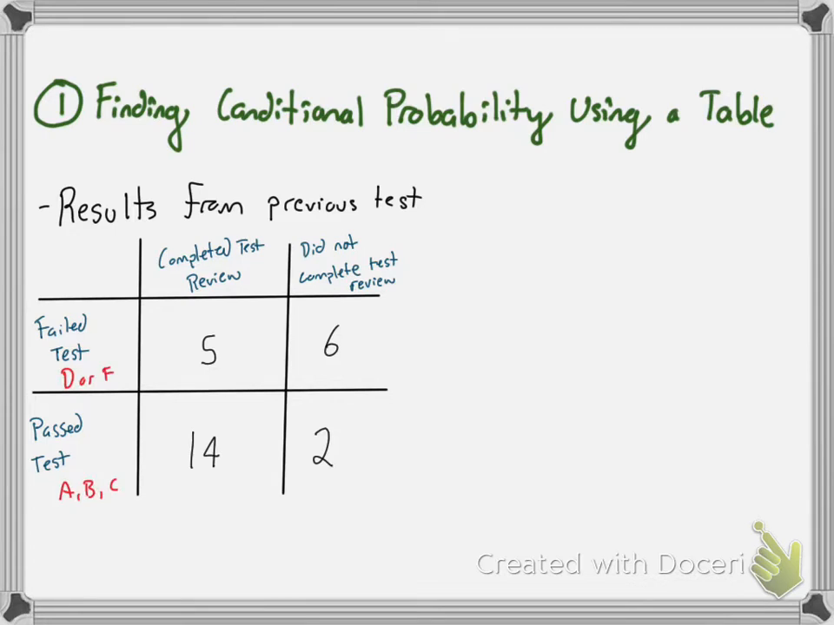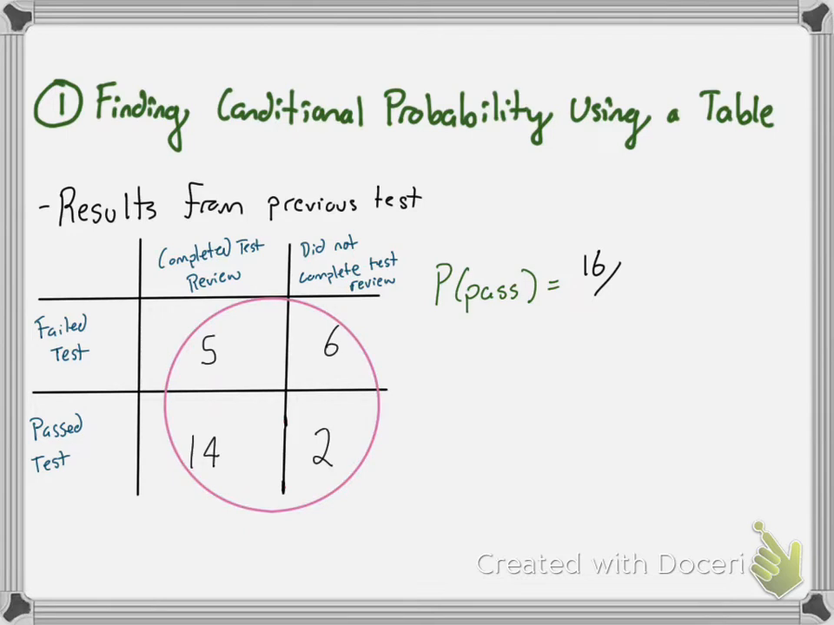If I wanted to just overall look at this data and see the probability that you passed the test, I would look at everyone who passed, so that's 16 total people, out of everyone, which I count up all the numbers here, which would be 27. So the probability that you pass this test would be 16 out of 27, which is 59%.